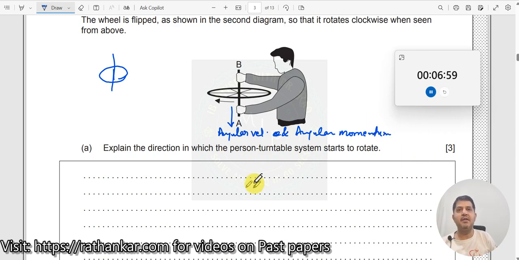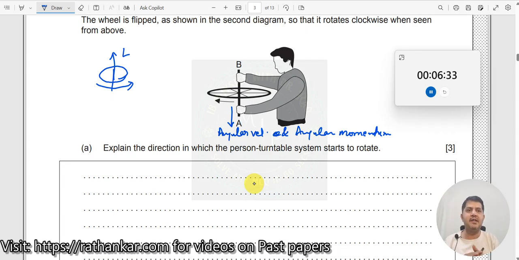Now, earlier when the wheel was rotating like this, you were stationary, and the angular momentum was in this direction. How do I know? I keep my fingers like this, so the wheel is now rotating like this. Angular velocity is directed upwards over here. So this means angular momentum was like this. This was your angular momentum vector.